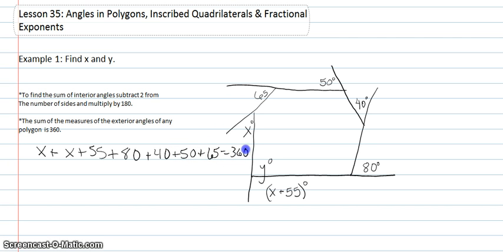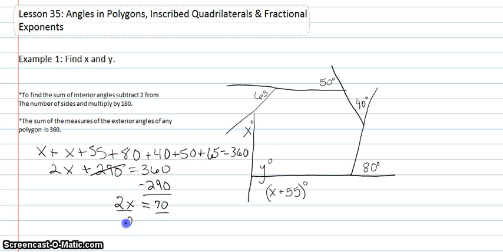and that's equal to 360. Okay, then I add my like terms together, so I'll have 2x plus 290 equals 360. Then I'll subtract the 290 to move it to the other side. That'll give me 70, and that'll equal that 2x that was left on the left side of the equal sign. Then we'll just divide by 2, and then we found that x equals 35. Okay, so that's one of the variables we need to find.